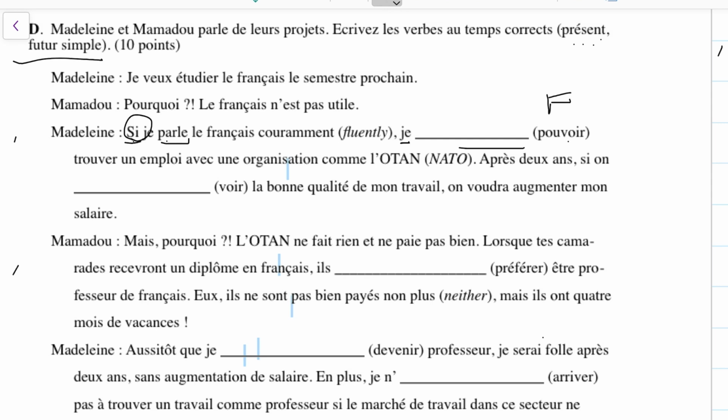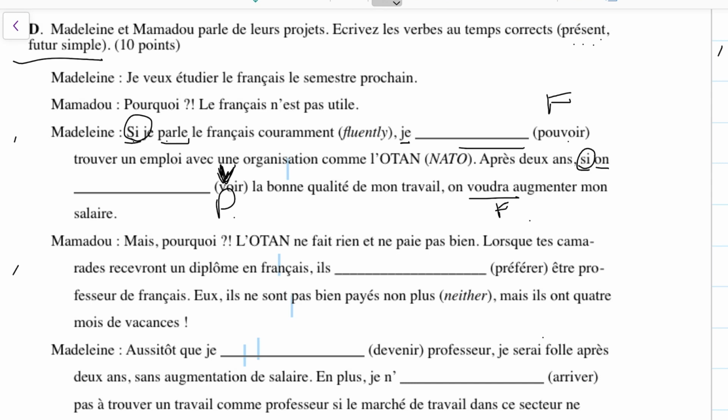Next one. Après 2 ans, si on blank la bonne qualité de mon travail, on voudra augmenter mon salaire. All right. I have si. I found my keyword si. I've got a subject. I've got a verb here. What tense must this be if it's attached to si? It must be present. La bonne qualité, and I'll check it. On voudra. There's my future. Si plus present is future. Of course, if you're using a different vocabulary word, you just do the same thing, but find it.